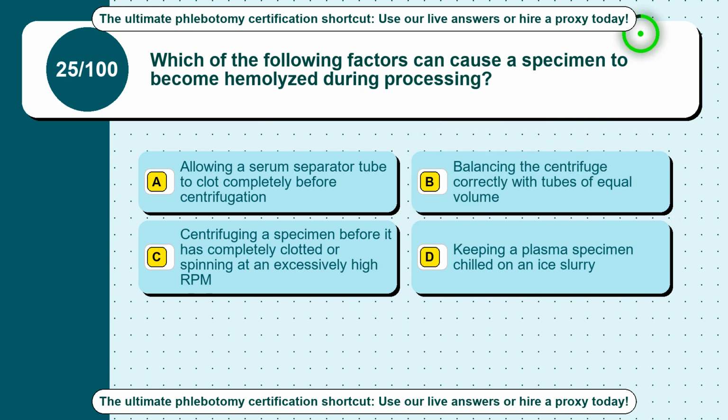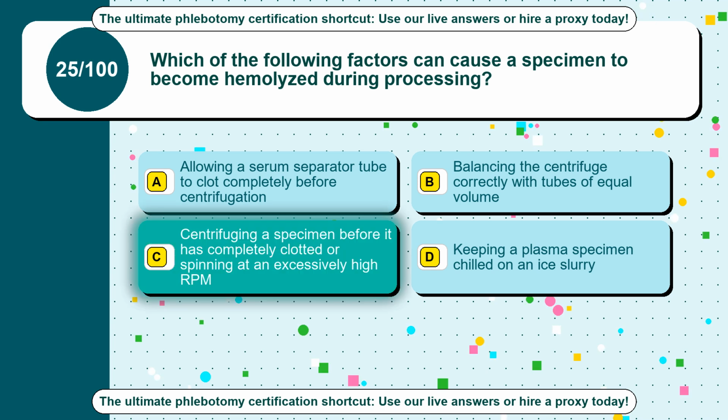Question 25. Which of the following factors can cause a specimen to become hemolyzed during processing? Option A, allowing a serum separator tube to clot completely before centrifugation. Option B, balancing the centrifuge correctly with tubes of equal volume. Option C, centrifuging a specimen before it has completely clotted or spinning at an excessively high RPM. Option D, keeping a plasma specimen chilled on an ice slurry.